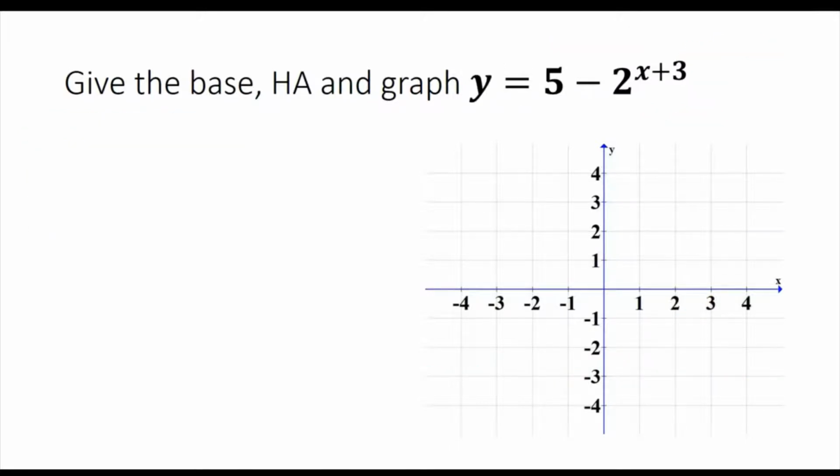All right, same idea here. Give the base and horizontal asymptote and graph 5 minus 2 to the x plus 3 power. Generally, I like to write this as negative 2 to the x plus 3 power and then plus 5 added to the end. That's how you would have always seen it from me, but textbooks and apps like to write it in the other order. They don't like to have negative numbers first.